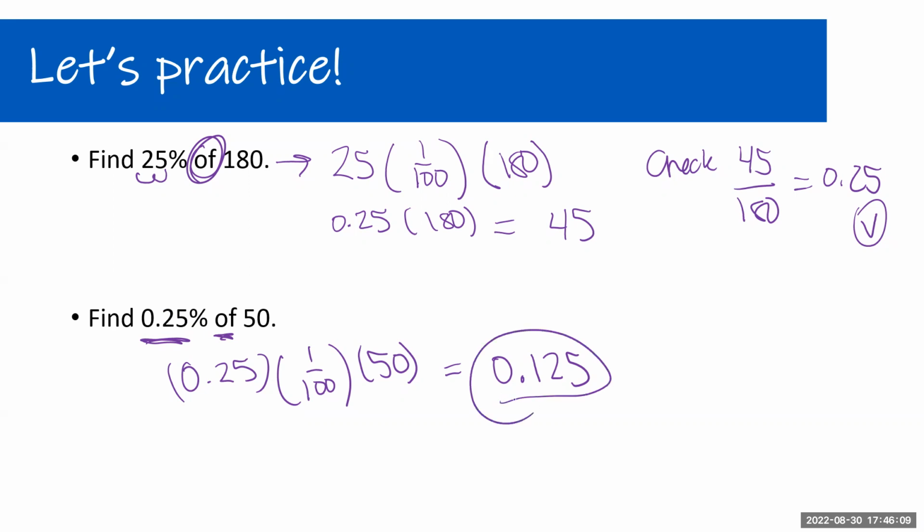Again, if you had taken a slightly different approach, that's totally fine. Maybe you had done 0.25 and moved the decimal. So you have 0.0025 times 50. It's all going to give you the same answer.